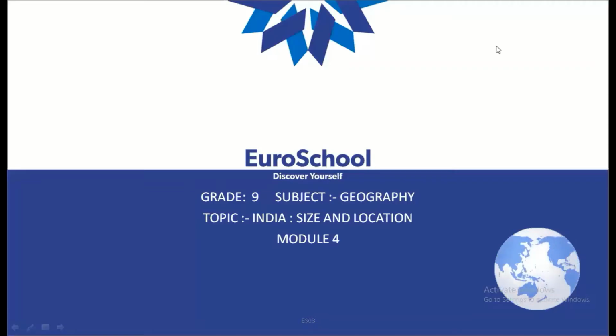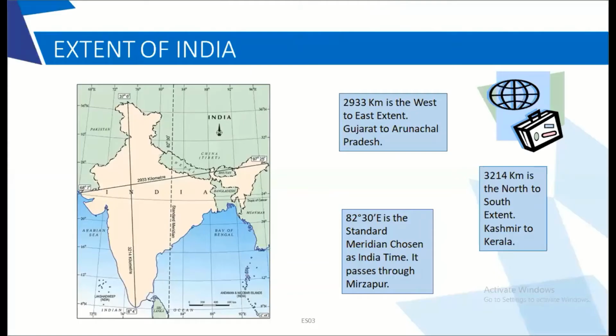Welcome to Module 4, India Size and Location. Extent of India. Let us have a close view of the map of India. Pakistan lies to the northwest. To the northeast we have China, Tibet, Nepal, Bhutan. To the east we have Bangladesh and Myanmar. To the south we have Sri Lanka.